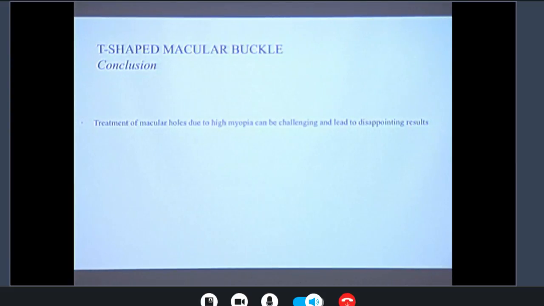And the technique is not too difficult. You need to master it, of course, and you need to do some of them first. In the first cases, maybe we should ask some of the pediatric ophthalmologists to be there, because it's not easy for us to find the inferior oblique. In those cases, probably the buckle needs to be associated with pars plana vitrectomy, which can be done with gas also, not necessarily with oil, to increase the success rate.